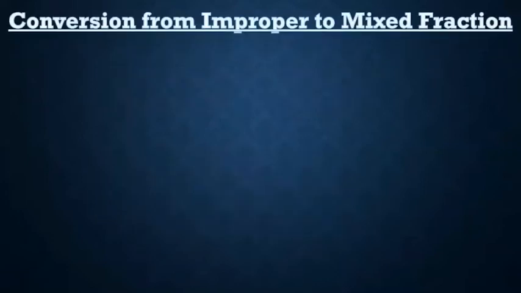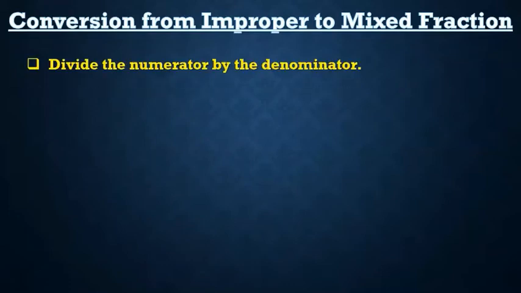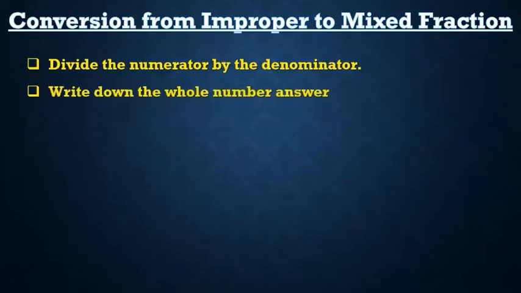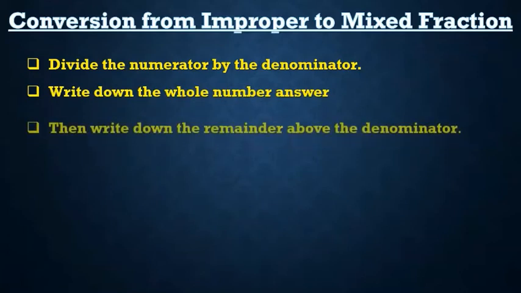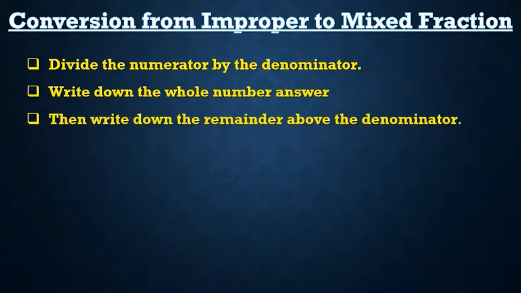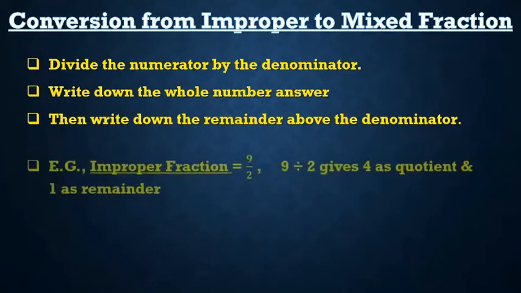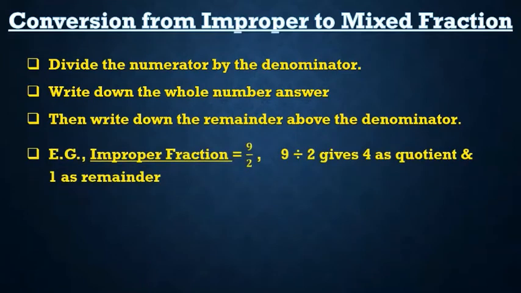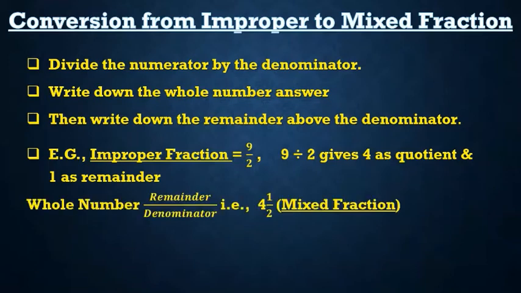Now we will learn conversion from improper to mixed fraction. First, divide the numerator by the denominator. Then we will write down the whole number answer. And then we will write down the remainder above the denominator. For example, our improper fraction will be 9 by 2. So when we divide 9 by 2, we will get 4 as the quotient and 1 as the remainder. So it will be 4 1 by 2. So that means 9 by 2 is equal to 4 1 by 2.